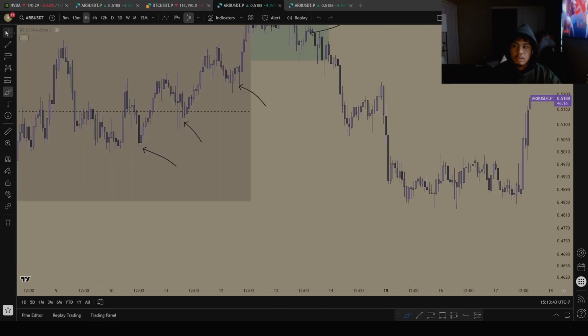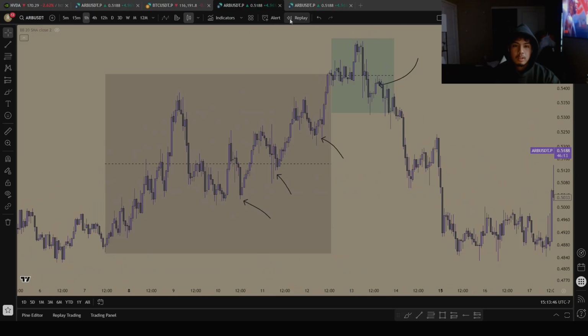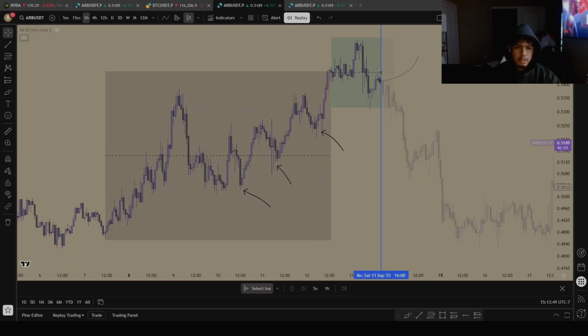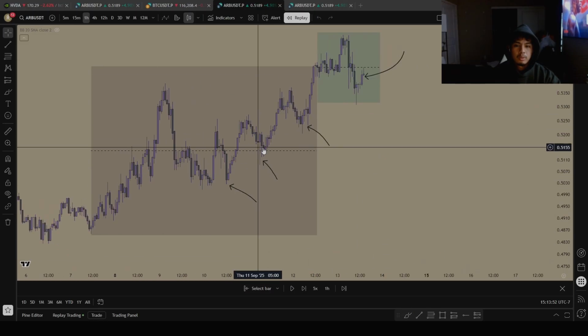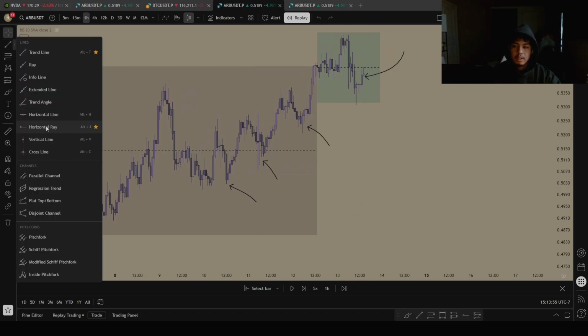I'm going to explain what I mean by that, but I'm going to go back to this, right? So I think we started right here, okay? So why is it important that we label these lows?